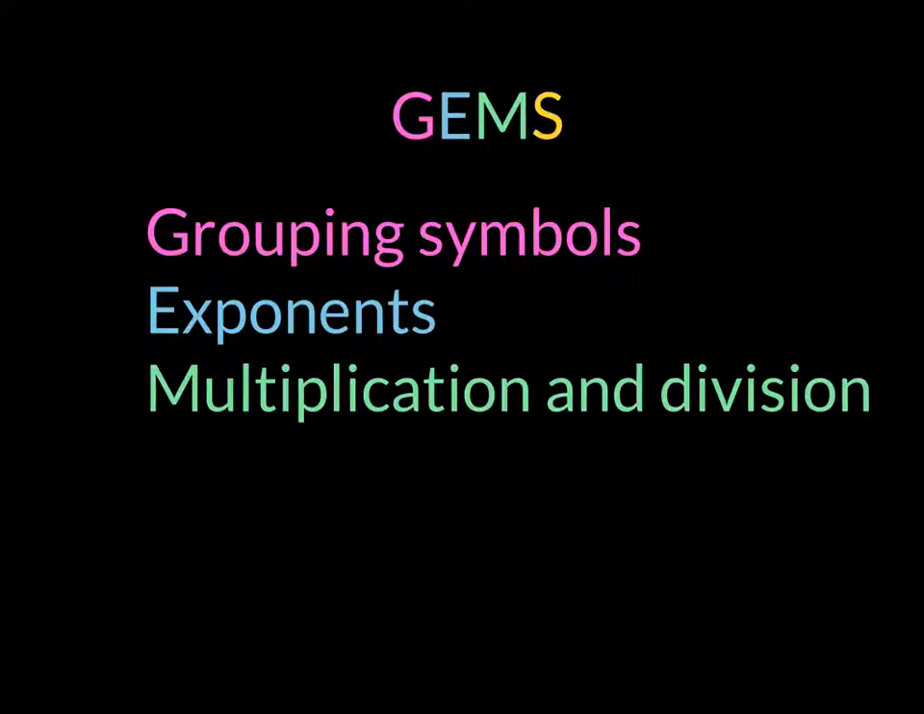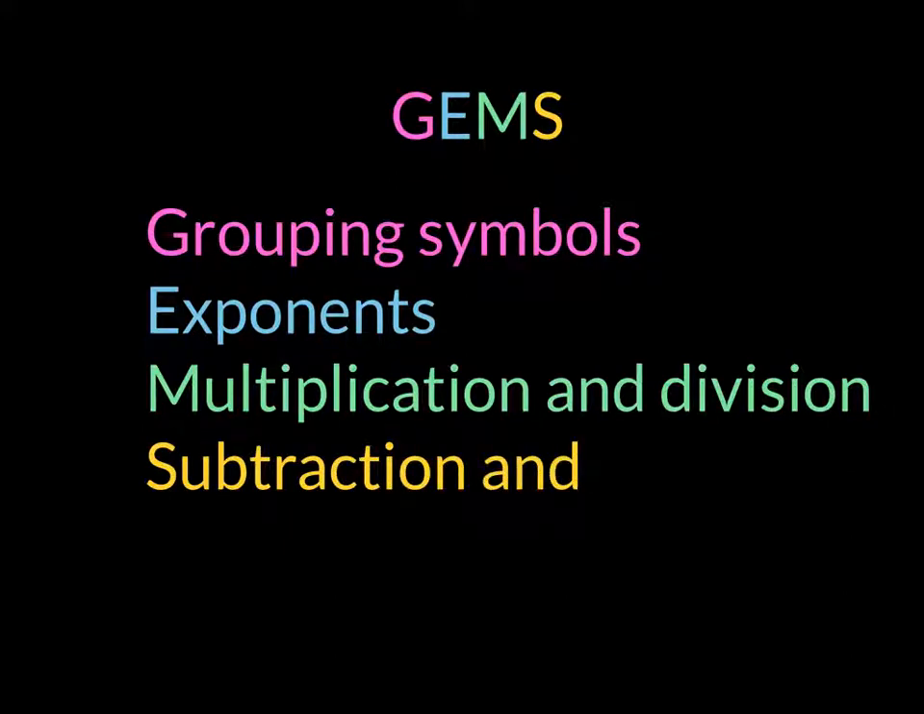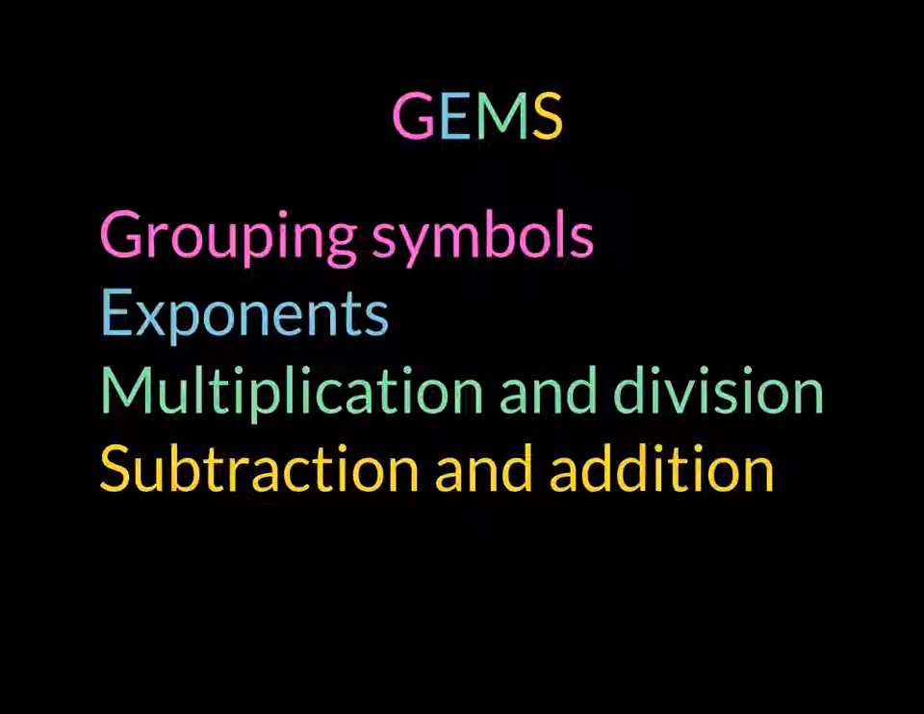And finally, all that will be left at that point is the subtraction and addition. And this would also be done from left to right. Or you can follow your rules for adding and subtracting integers. So our 4 steps: grouping symbols, exponents, multiplication and division, subtraction and addition. And we do each of those steps working from left to right.